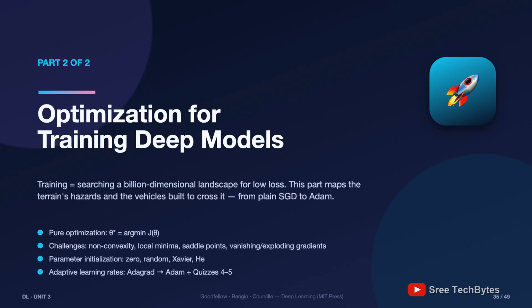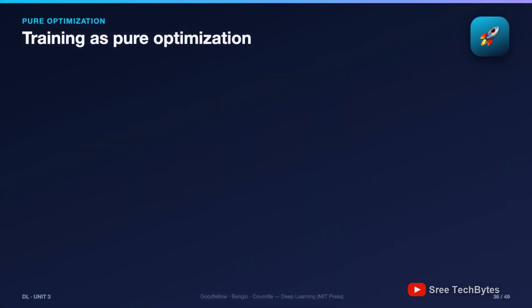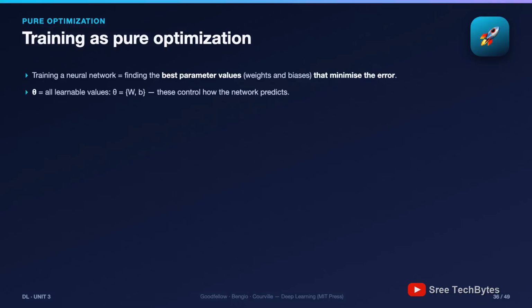Let's map the terrain. Training stated as pure mathematics, one line. Theta star equals argmin over theta of J of theta. Find the parameter values that minimize the loss. That's the entirety of training. Theta: all the learnable values, weights and biases. J of theta: the loss function measuring how wrong the predictions are, smaller is better. Theta star: the optimal setting, the treasure we're hunting.